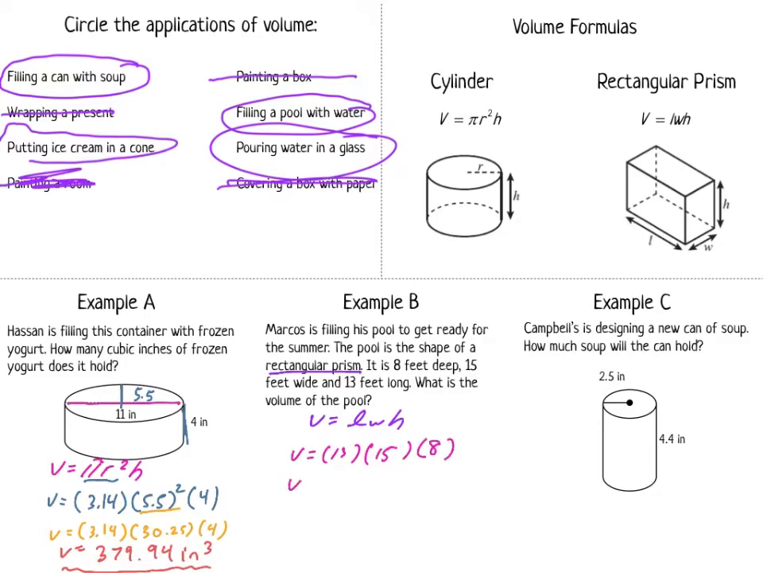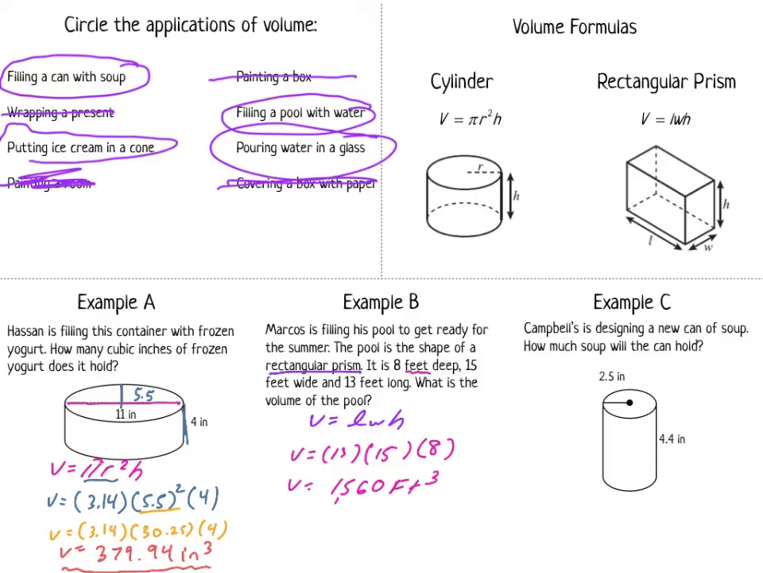So now we're going to just multiply all those numbers together. So 13 times 15 times 8. And our answer is going to be 1,560. But again, we're going to need to label it. And since our problem is talking about feet, we know that we're going to have feet and cubed.